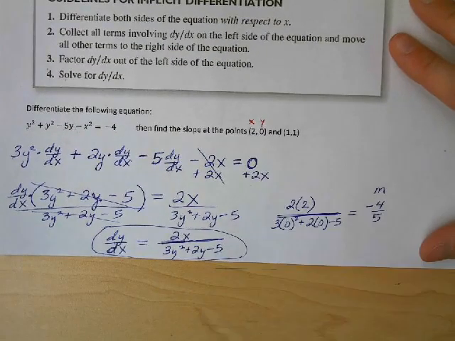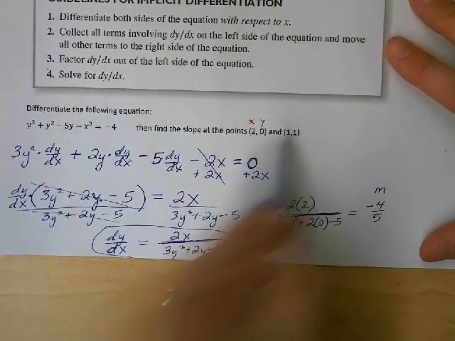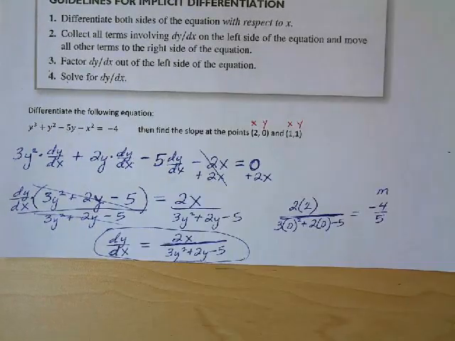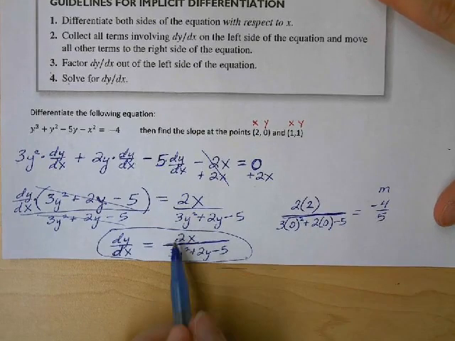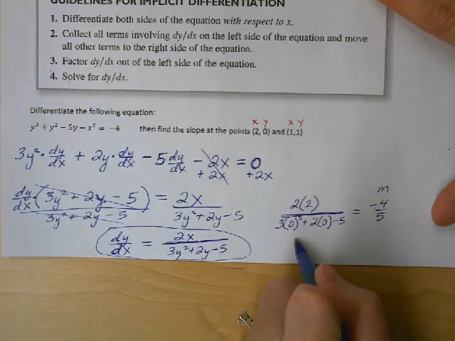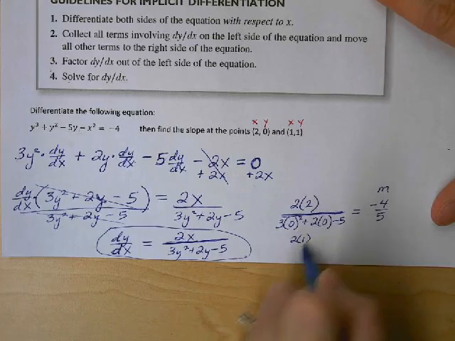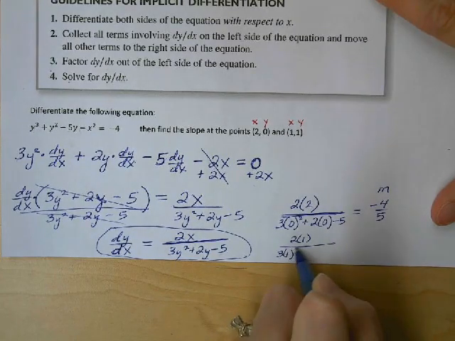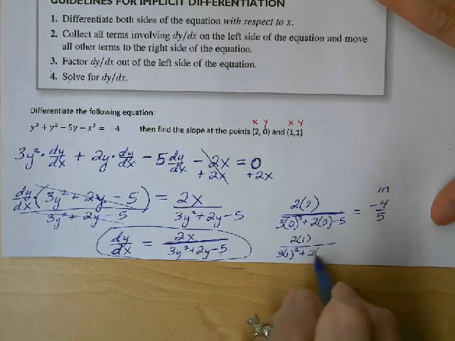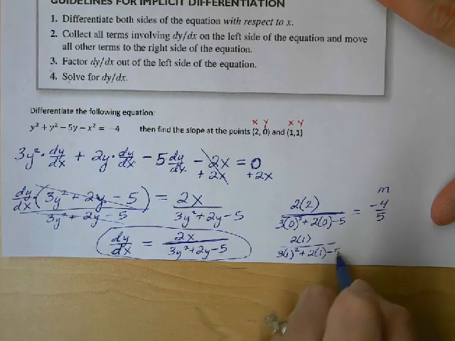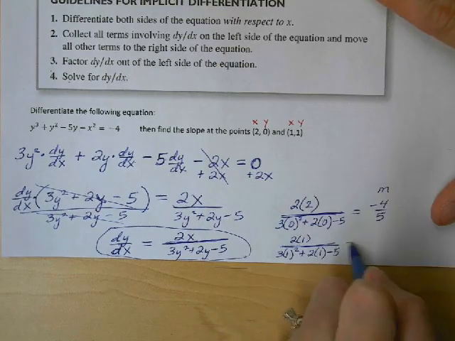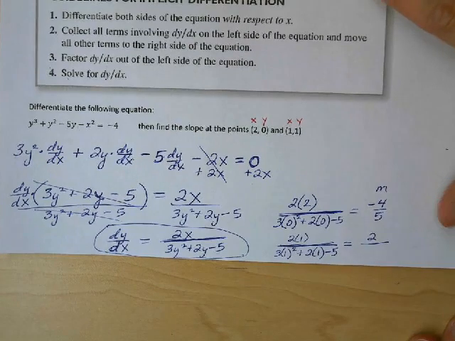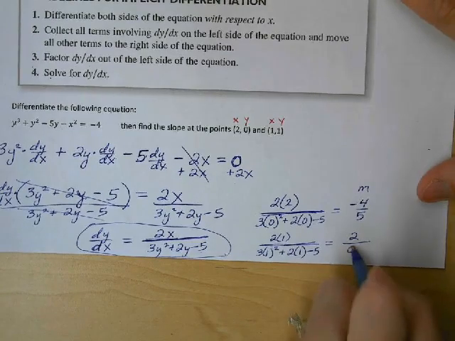And then what if they wanted you to find the slope at a different point? What about the point 1 comma 1? Could you do it again with a different point? So it'd be like at the top it'd be 2 times 1. And the bottom would be 3 times 1 squared plus 2 times 1 minus 5. So I'm getting 2 at the top. What do you get at the bottom? You get 0. So what's the slope?